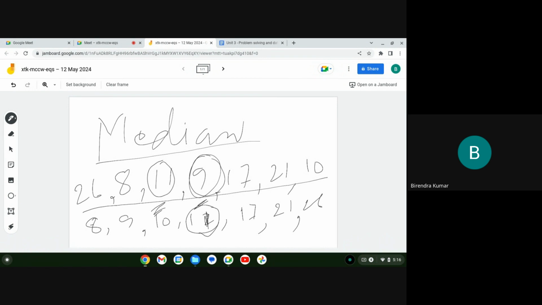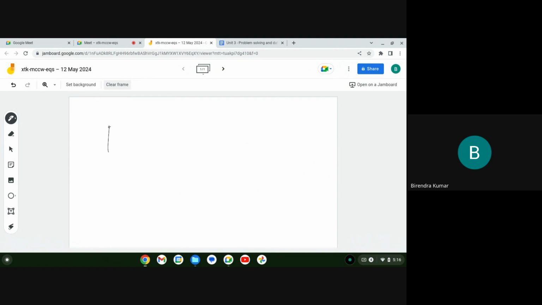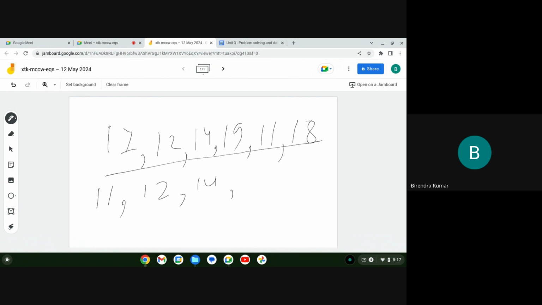If, let's say, I have numbers like 17, 12, 14, 19, 11, and then 18, and I have to find the median for this one, what will I do? Regardless of how many numbers we have, the first thing we always have to do is arrange them in increasing order: 11, 12, 14, 17, 18, 19. Now how many numbers do we have? Six.